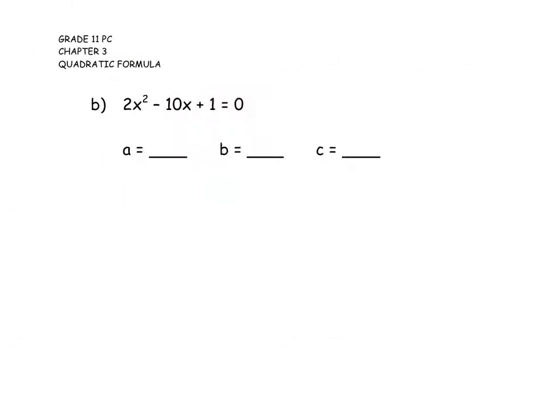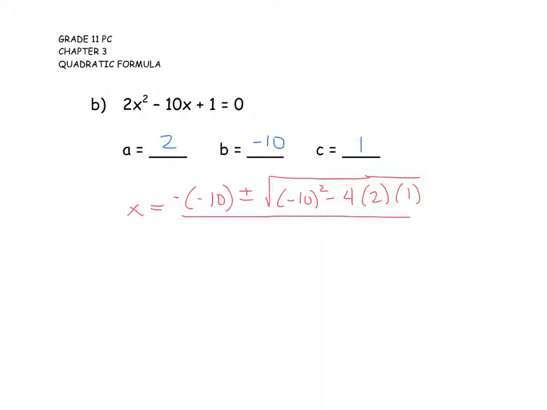Alright, so you're going to identify your values of a, b, and c. In our case, a is equal to 2, b is equal to -10, c is equal to 1. Then you're going to solve, plugging the values into that lengthy formula. So here it's x equals negative b, which is -10, plus or minus the square root of b, which is -10, squared, minus 4 times a times c. Notice that a common mistake is dividing only the square root. No, the whole thing is divided by 2 times a, which is 2.